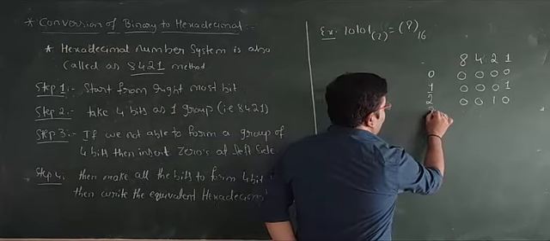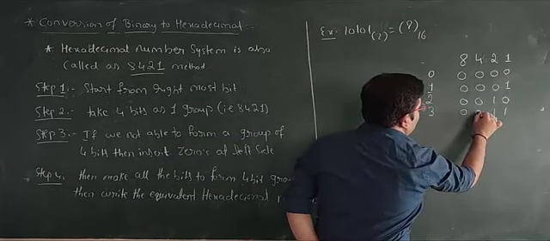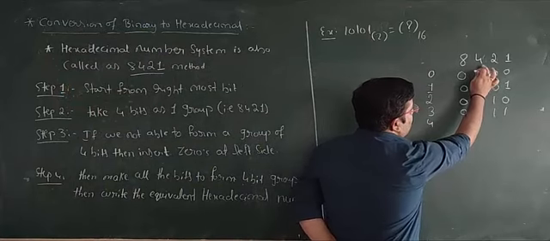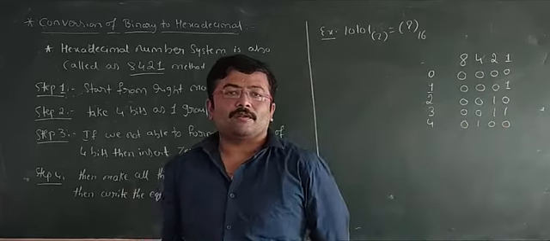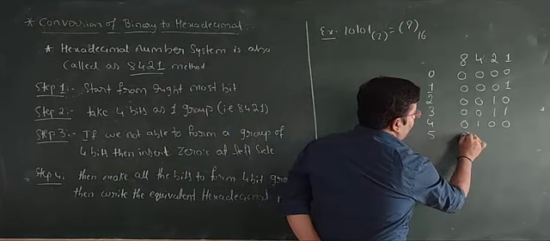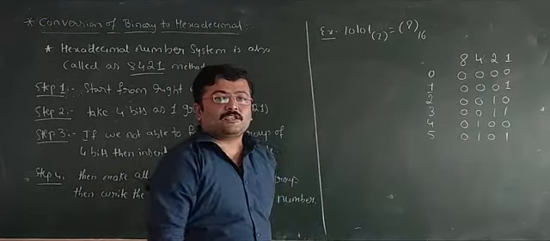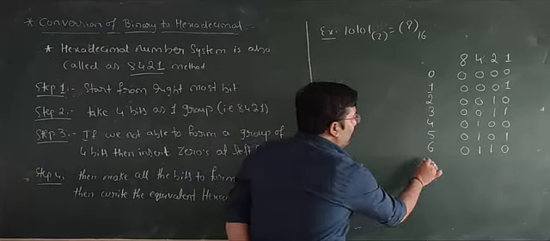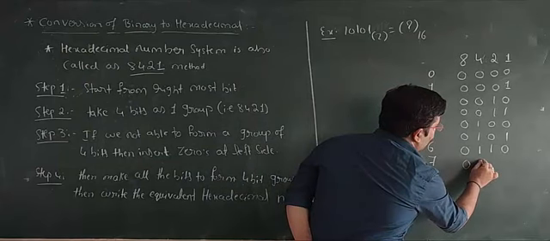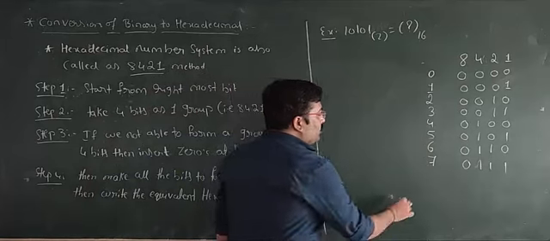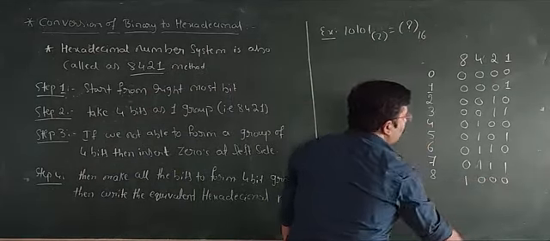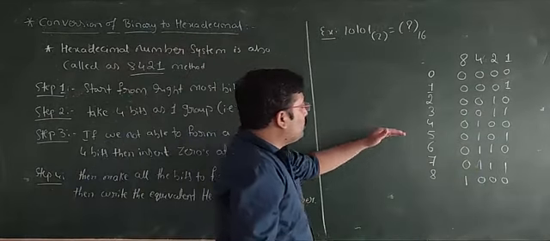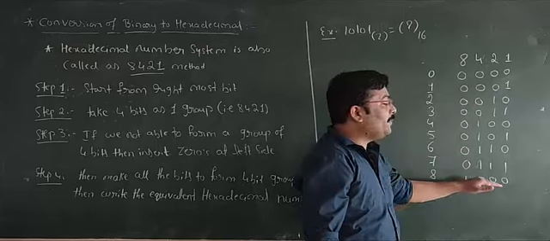0010. 3 is 2 plus 1, so in the 2 place we write 1 and in the 1 place we write 1 as well. 4 is written with 1 in the 4th place and the remaining values 0. 5 is 4 plus 1, so 0101. 6 is 4 plus 2. 7 is 0111. Next value is 8.